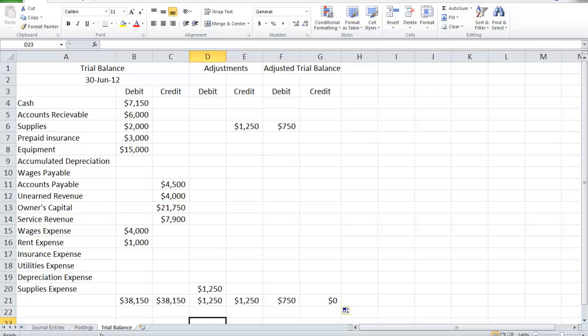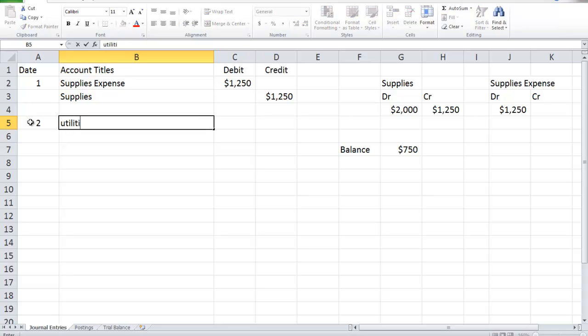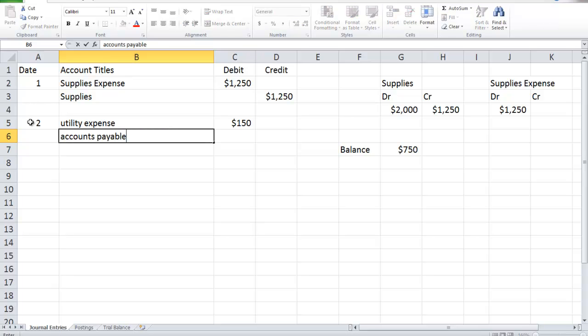Okay. So now we need to go to the second entry. Entry number 2 says that a utility bill for $150 has not been recorded and will not be paid until next month. But we still have to recognize that we have utility expense. So that's a debit for $150. And since it hasn't been paid, we also need to have an accounts payable for $150.